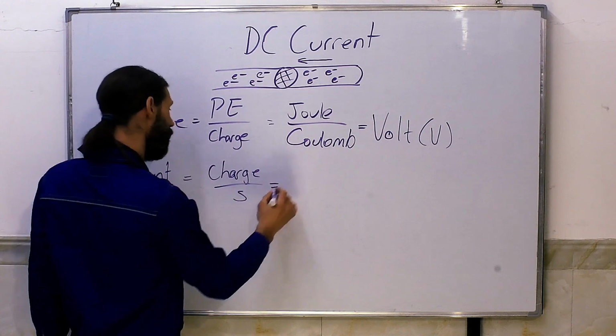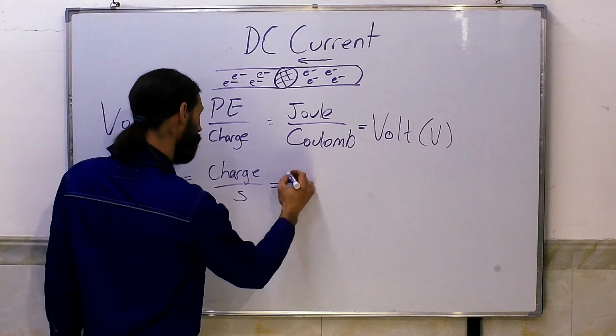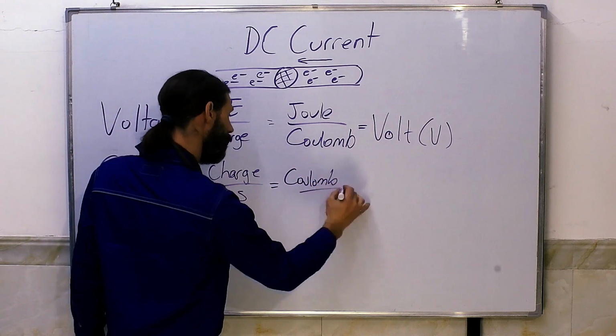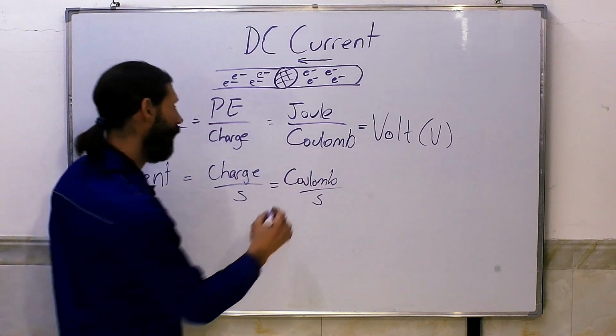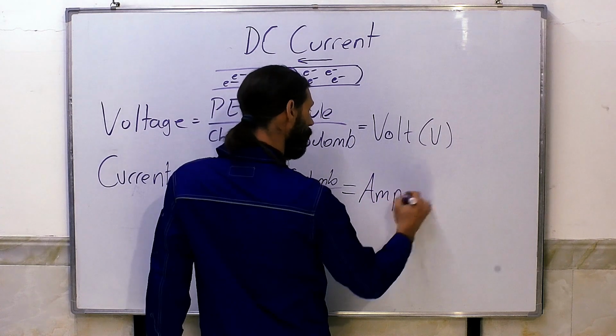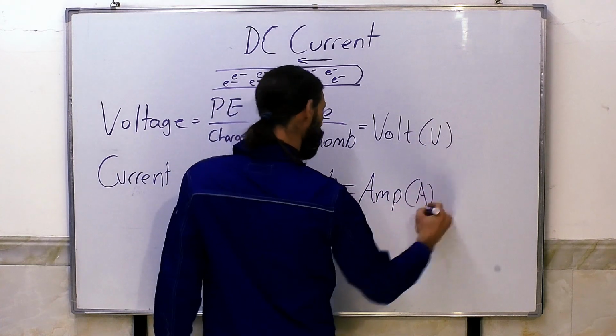Now, the unit for this is the coulomb per second, and we call that the ampere, which we shorten to the amp. That is represented by the capital A.